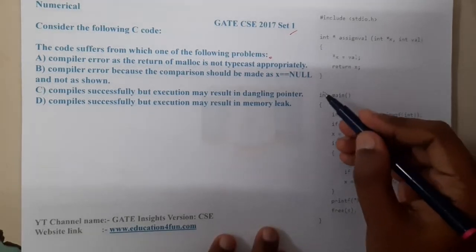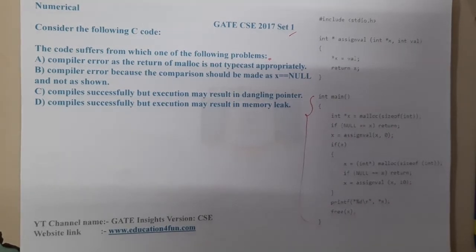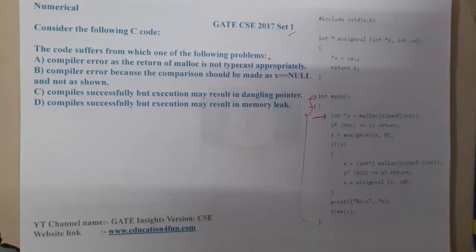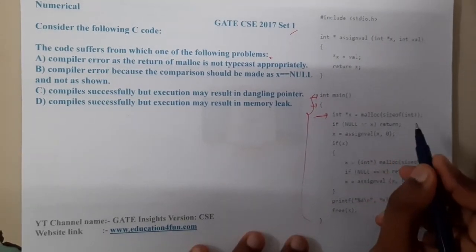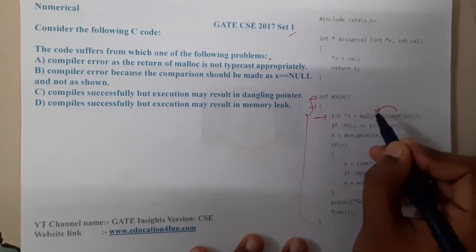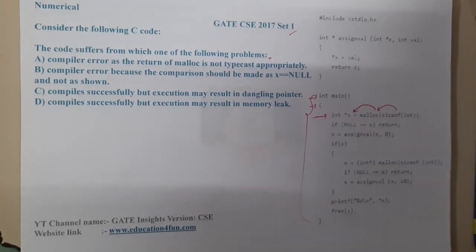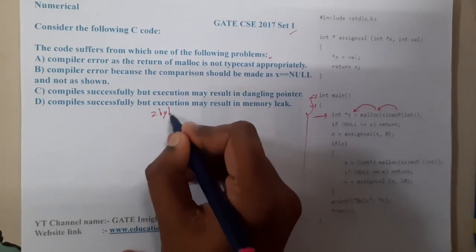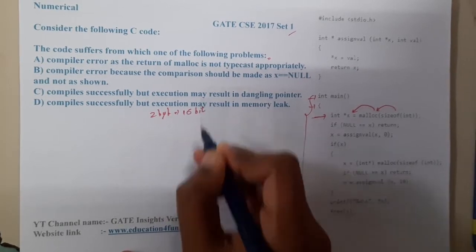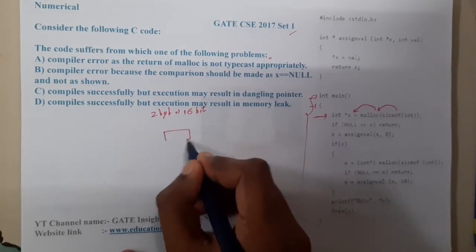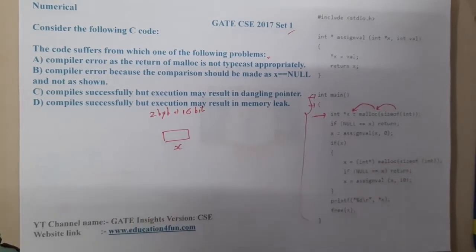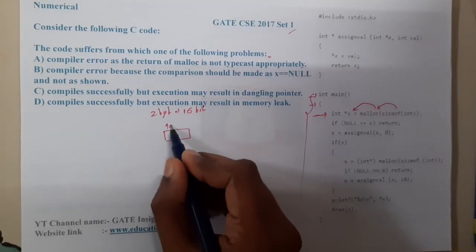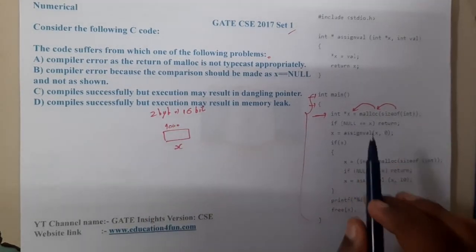Where exactly will the execution start from? From main. So, int main. Then int *x = malloc(sizeof(int)). What is the size of int? That much size we are assigning as a block to the pointer x. Let us assume the int size is 2 bytes, that is 16 bits. Now we created a pointer x, and x now has some location, say 9000.